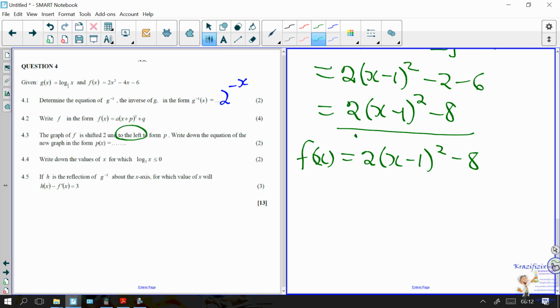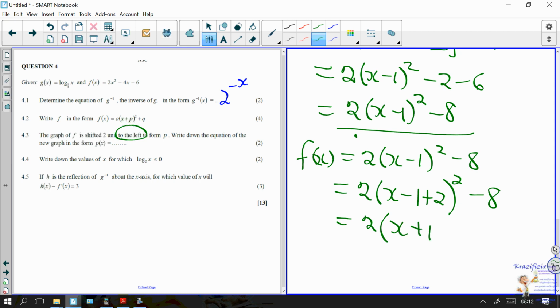Write the equation of the new graph. I'm going to have 2x minus 1 because it's my x value that is shifting, but shifting to the left by 2. Remember, left is positive on the x. So what do we have? 2 minus 1 will give me positive 1 squared minus 8. And that is your equation right there. You get your 2 marks quickly. All right, let's move to the next one.